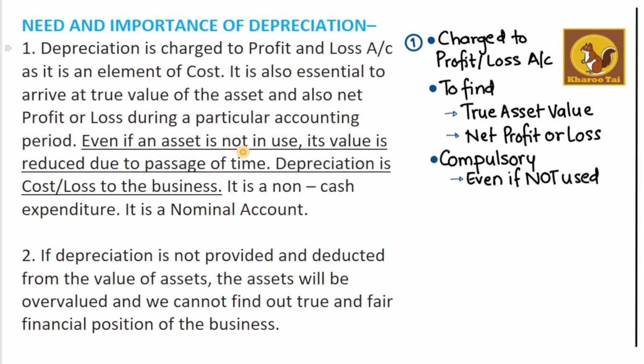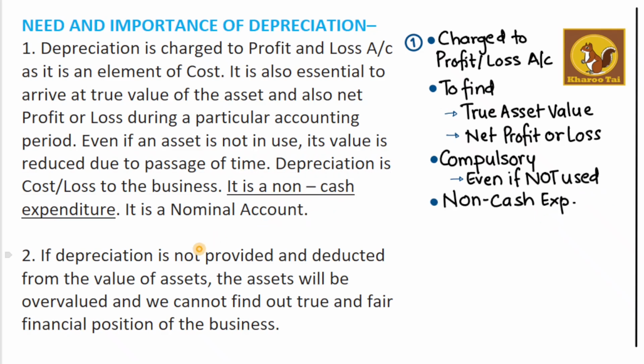Even if an asset is not in use, its value is reduced due to passage of time. We have discussed this point earlier, like even if the asset is not used, the asset gets damaged by rusting, or if it's an electronic item, it won't work properly. So depreciation is a cost or a loss to the business. We have to book it compulsorily in the books even if the asset is not used.